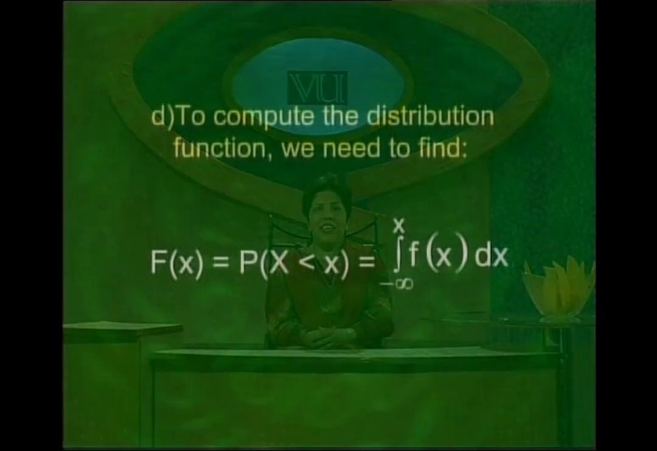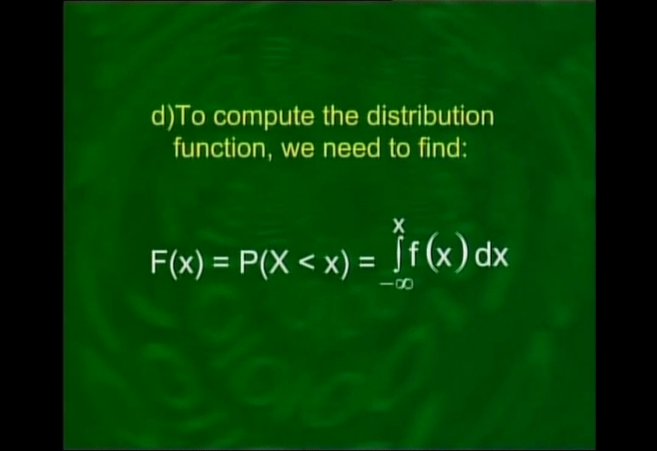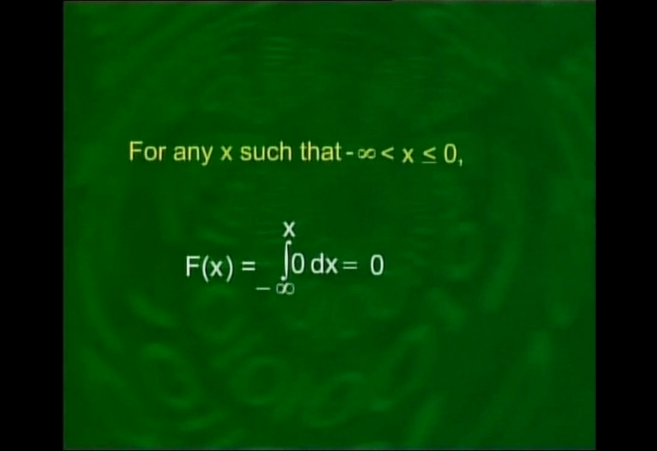As you now see on the screen, capital F of x, which is the probability that capital X takes a value small x, is given by the integral from minus infinity to small x of capital f of x. And in this particular example, we will have to do it step by step the way we will do in any such example. First of all, we compute capital F of x for the range x lying between minus infinity and 0, and the integral of 0 from minus infinity to x comes out to be 0.